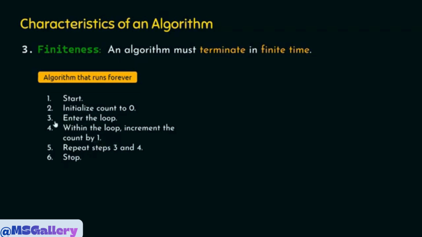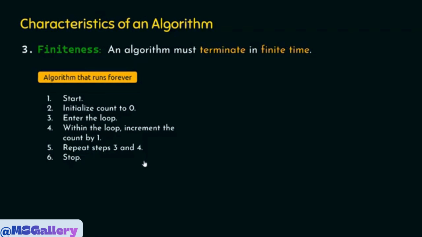And we want to repeat these steps 3 and 4. This is what is given here in step number 5: Repeat steps 3 and 4. But we are not specifying when to stop this repetition. We are just mentioning that we need to repeat these steps, but we are not mentioning when to stop. So this algorithm will run forever. We will continue to enter the loop, but there is no termination criteria.